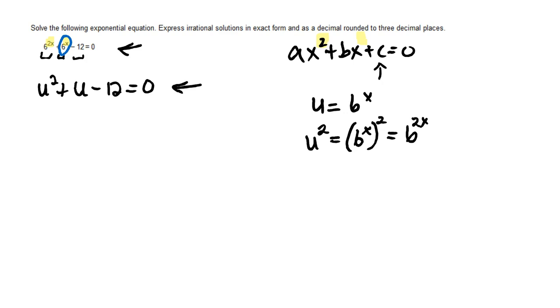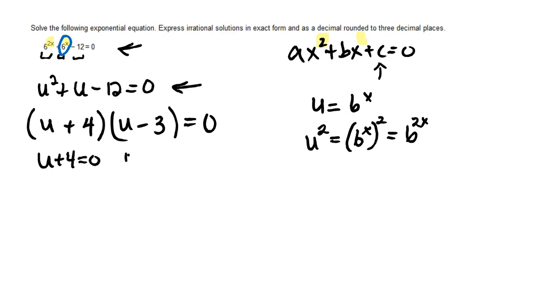Now this is nice because once you have a quadratic equation, you're able to use all of the methods for solving quadratic equations. This one is going to work out nicely by just factoring, but if you prefer, you could use the quadratic formula. So this factors into u and u. 4 and 3, we're going to have a positive on the 4 and a negative on the 3. And we'll set each factor equal to 0 and solve. So we can subtract 4 on both sides to get u equals negative 4. Add 3 on both sides to get u equals 3.